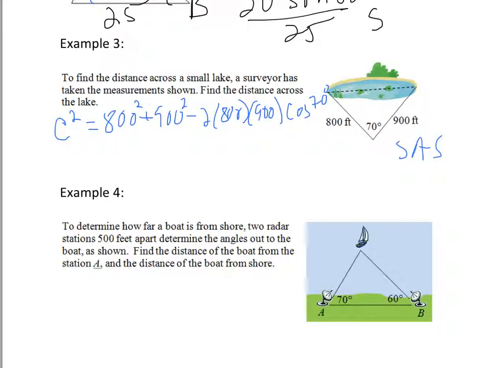Now when you crunch this on your calculator, I came up with about 95742.25, and then you take the square root of that. I came up with about 978.5 feet across that pond.